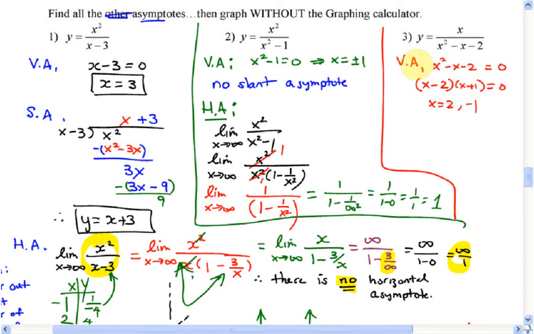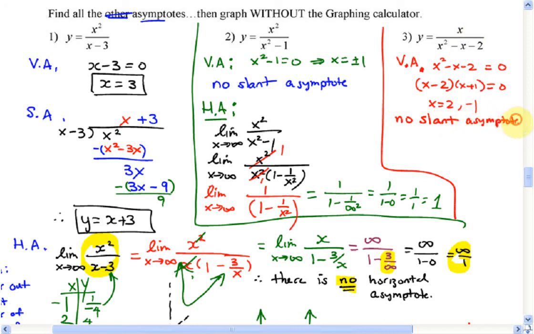And then my question is, are there any slanted asymptotes? I'll say the answer is no, because if you look at the degree of the numerator and the degree of the denominator, which one's bigger? It's the denominator, so no slanted asymptote in this case either.